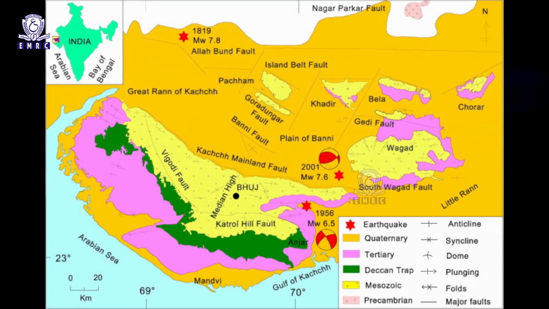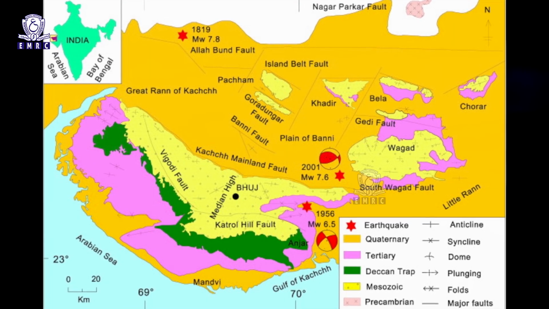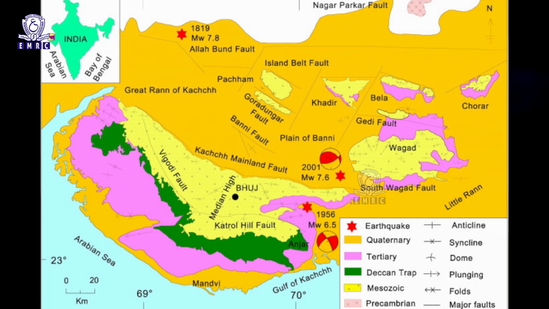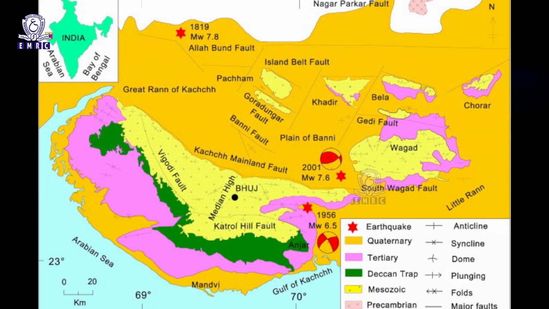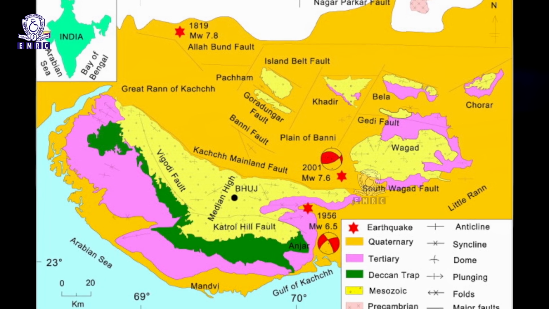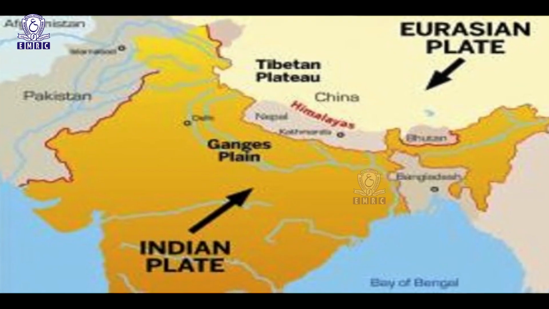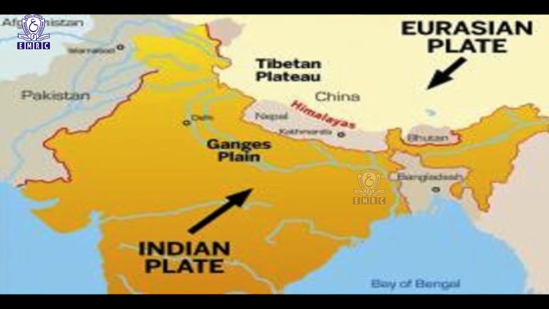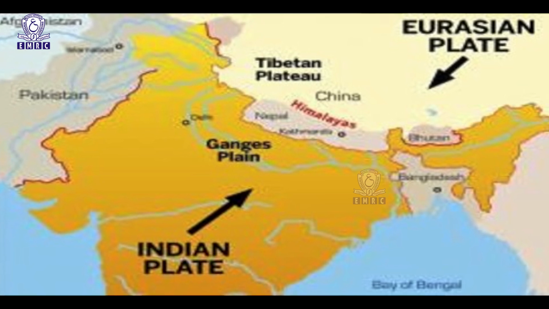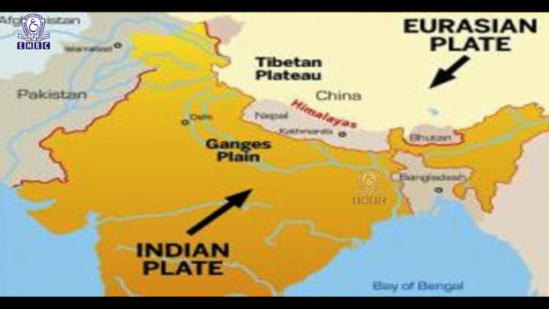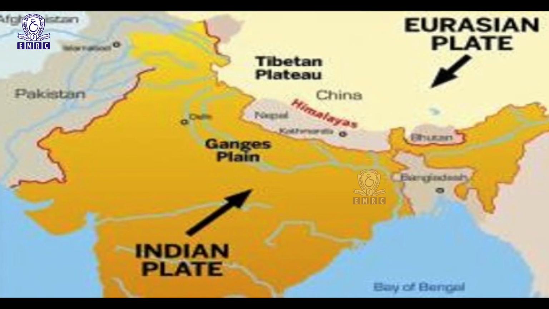According to the seismologists, the Bhuj earthquake was caused due to the reactivation of the Allah Bund Fault. The reactivation of the fault was due to the movement of the Indian plate northward. The Indian plate is moving in a northeast direction at the rate of about 5 cm per year against the Eurasian plate along the Himalayan ranges.